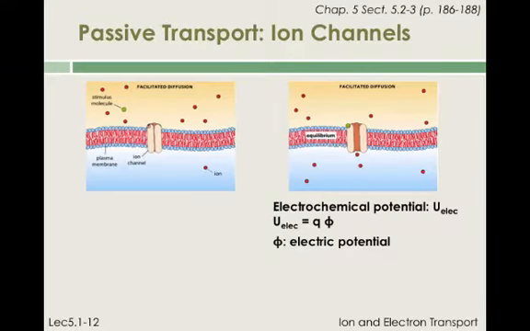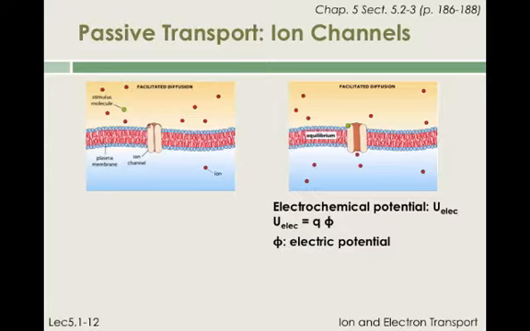The electrochemical potential of a solute is the product of the molar charge of the solute, Q, by the electric potential phi felt by the solute. Phi, the electric potential, itself results from the presence of all charged species in solution.